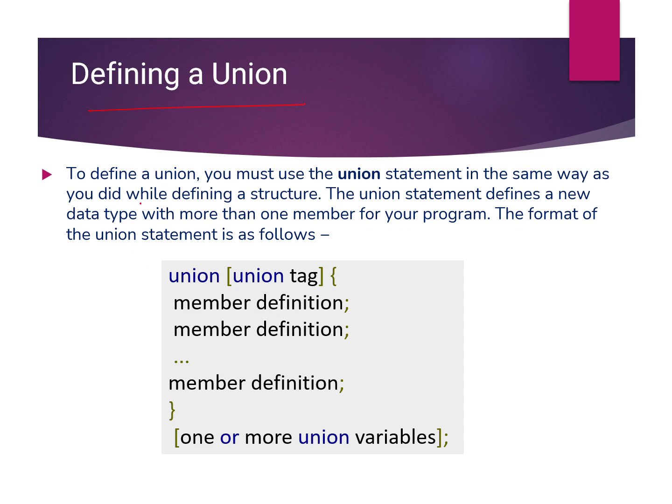So, defining a union. To define a union, you must use the union statement. This is also a keyword. In the same way as you did while defining a structure, the union statement defines a new data type with more than one member for your program. The format of the union is this: you write union, then the union tag, then member definitions. One or more union variables can be defined.